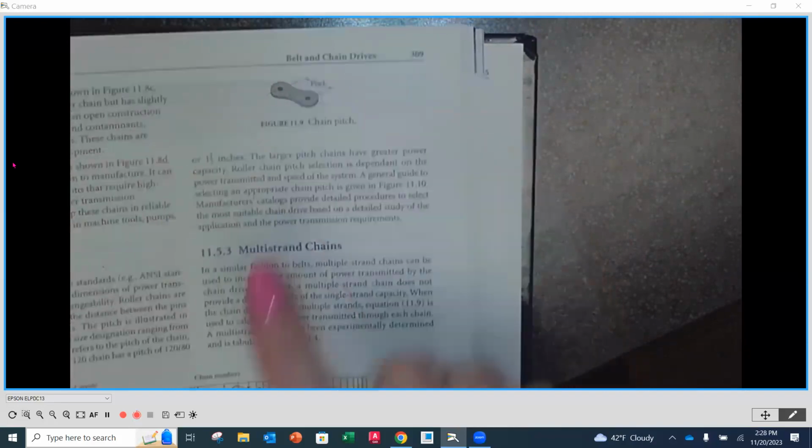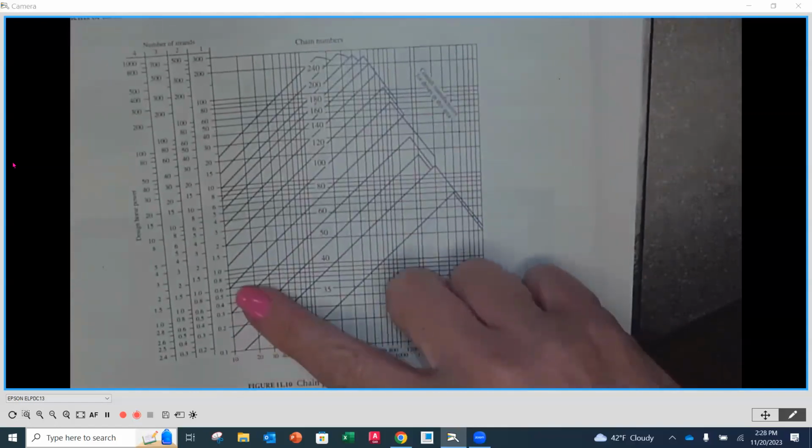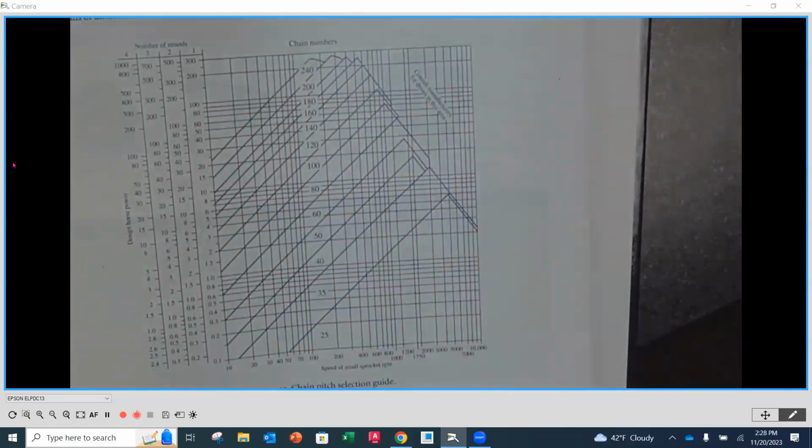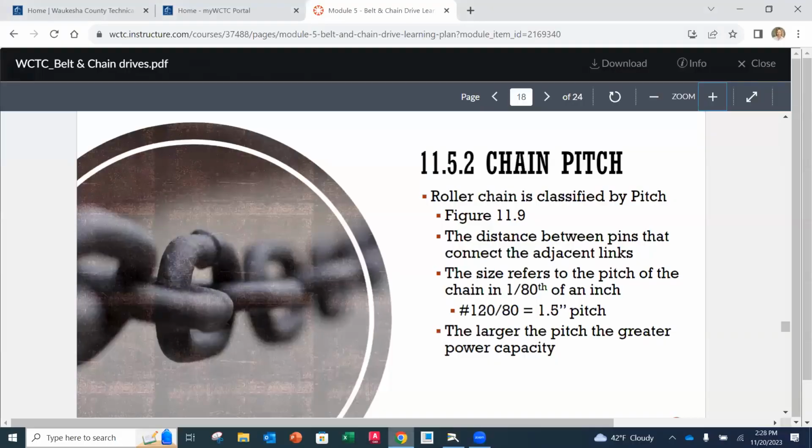Okay. So number 80 chain is going to be what? 80 divided by 80 is 1 inch. So the larger the number, the larger the chain. And as we look at this design horsepower, it is going up, up, up as well. As you can imagine, the chain gets larger and chunkier. It can push more torque, rotational speed, and horsepower through it without having any problems.